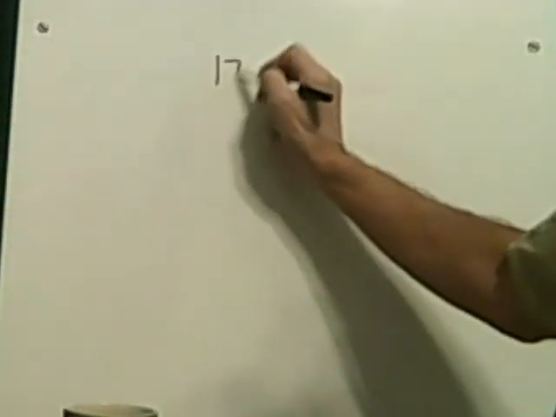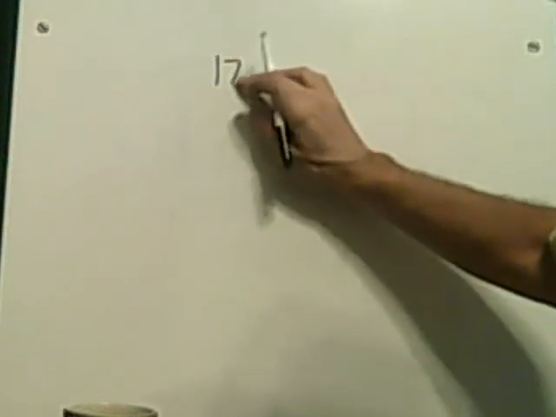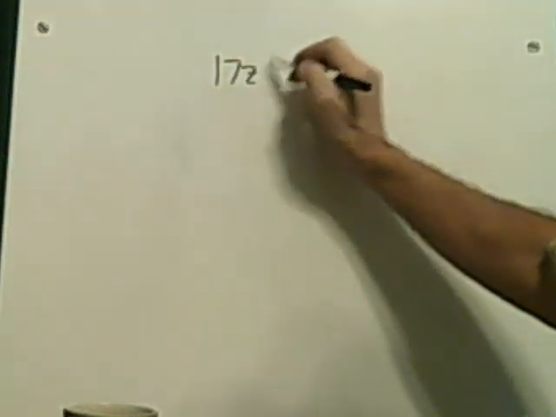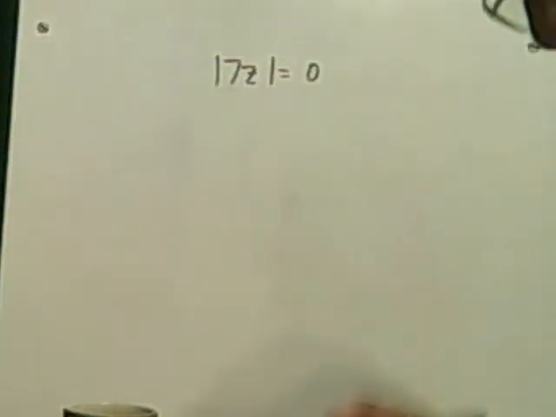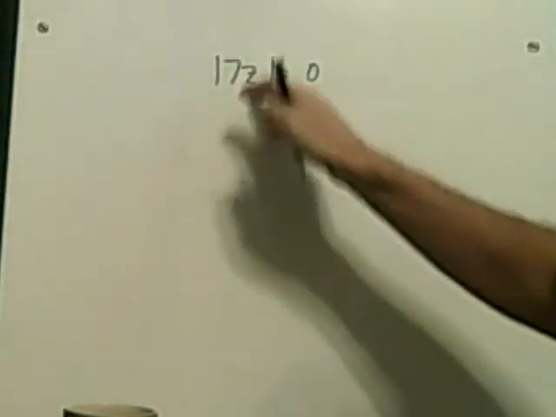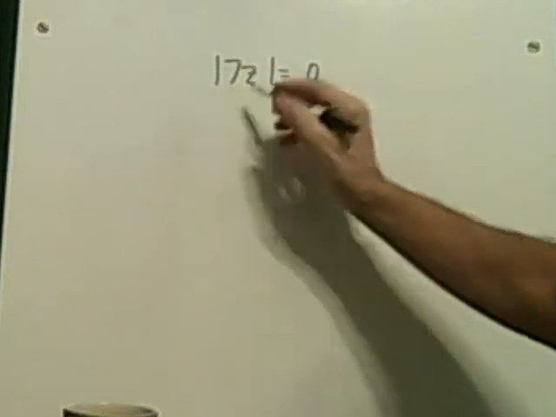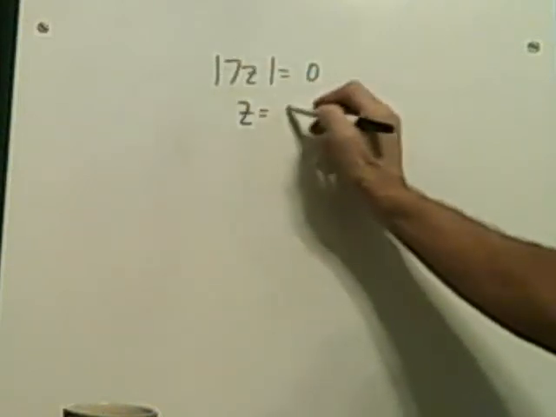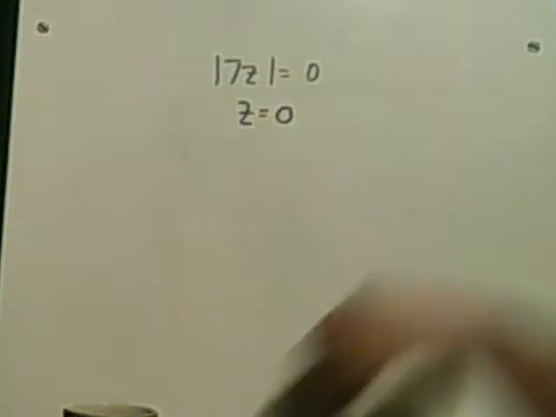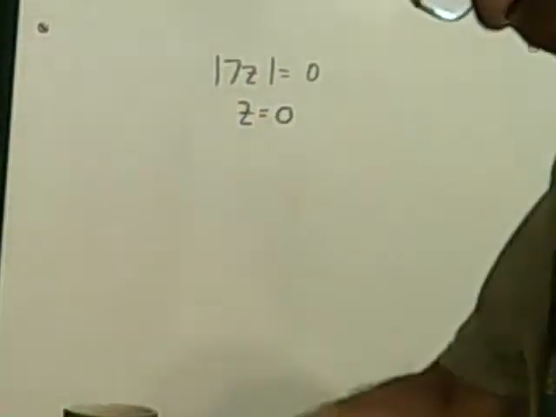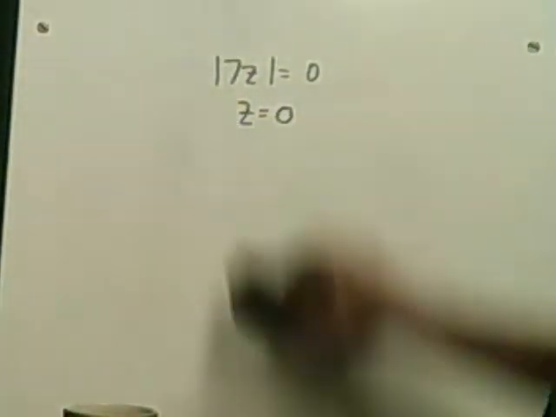Now, number 14 says the absolute value of 7z equals 0. Now, the only way for the magnitude of the absolute value of any number to be equal to 0 is for that number to be equal to 0. So we can immediately say that the only solution to this is that z is equal to 0.